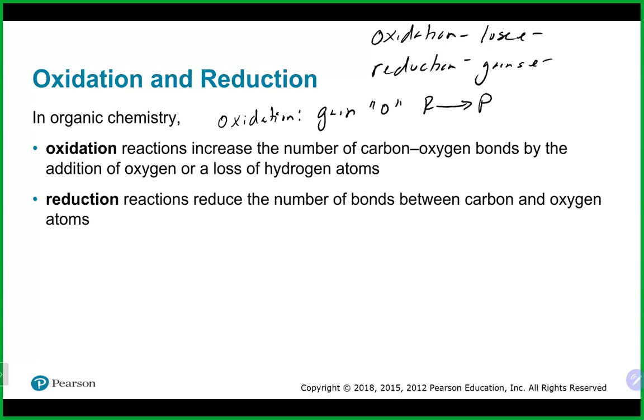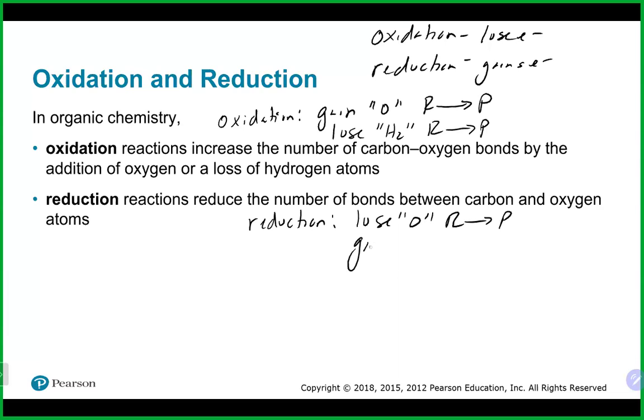So if somebody gains oxygen going from the reactant side to the product side, that is an oxidation. It could also lose hydrogen as it goes from reactants to products. Something loses some hydrogen along the way, that is a classic oxidation step. Reduction is the opposite of those two definitions. It is something that can lose oxygen as you go from reactants to products, or gain hydrogen as you go from reactants to products.